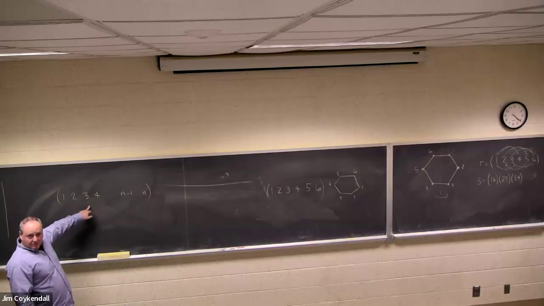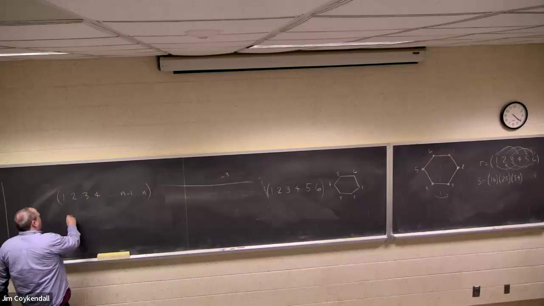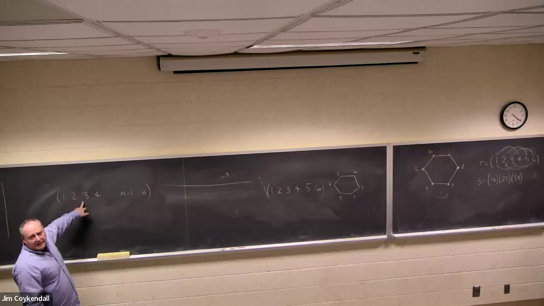So this is an n-cycle, right? So the order of this would be n. n could be anything: 27, 5, 8, 6, 7, 5, 3, 0, 9, whatever I want. This can be anything, right?